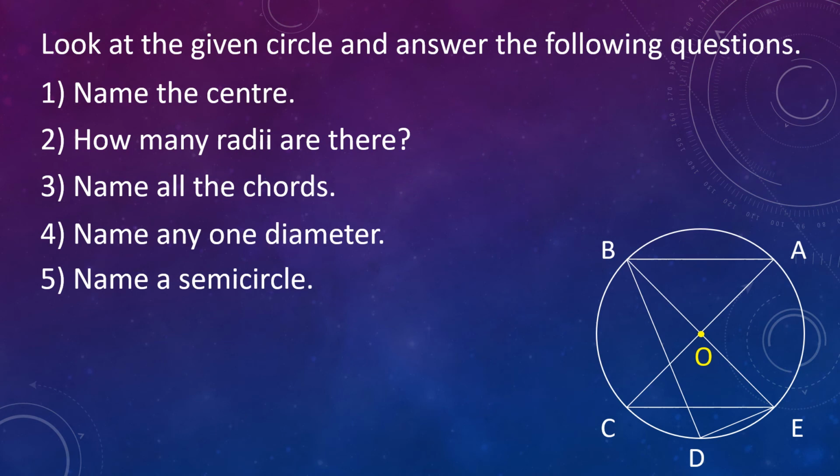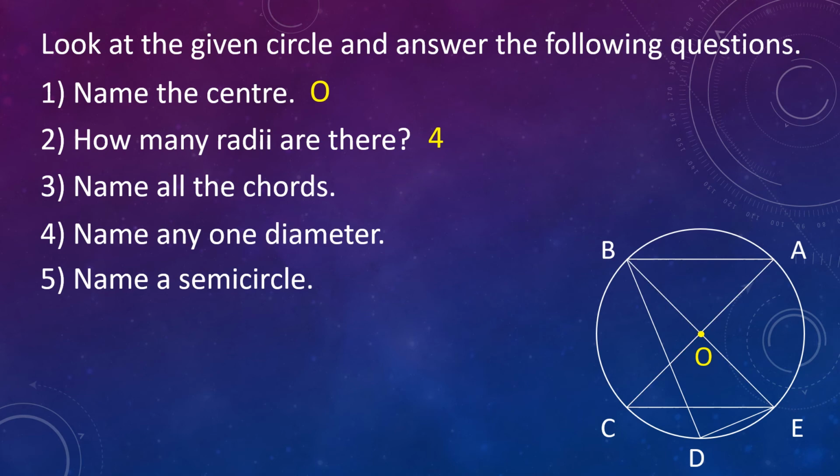Let us solve one more question. Observe the given circle and answer the following questions. Question number 1. Name the center and the answer is O. Question number 2. How many radii are there? And the answer is 4. OA, OB, OC and OE.